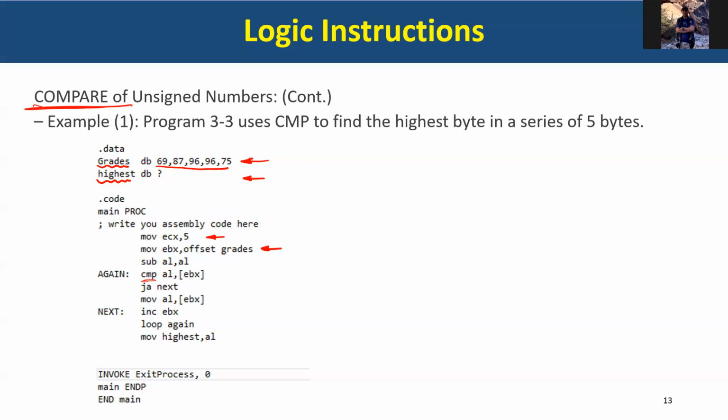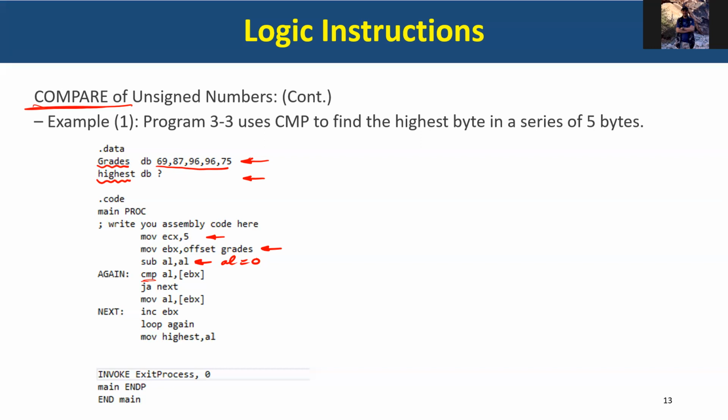We're gonna temporarily put the highest value, or the maximum value, in AL. You can, of course, choose any other register, that's fine. For this to happen, you should reset AL, make AL 0. We're gonna explore why. This step here, sub AL, AL, will make AL equal to 0. You have to do that because each time you're gonna take one number from the array grades and compare it to AL.